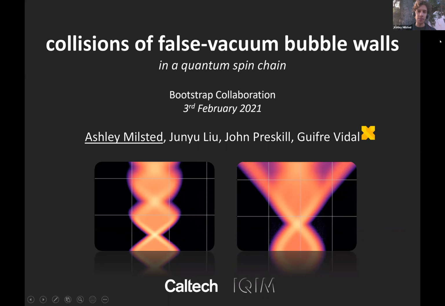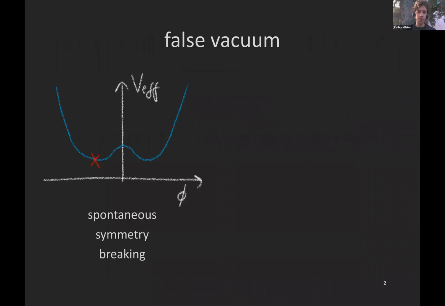So without further ado, let's talk about collisions of false vacuum bubble walls in quantum spin chains. The false vacuum scenario is one you may be familiar with. The idea is fairly simple. You start with a system that has multiple vacua, say there's spontaneous symmetry breaking, it might be a Z2 symmetry breaking. So there are two different vacua. This diagram is showing some effective potential for some field in a quantum field theory, and there are two wells, and both of those are equally good vacua for the field.